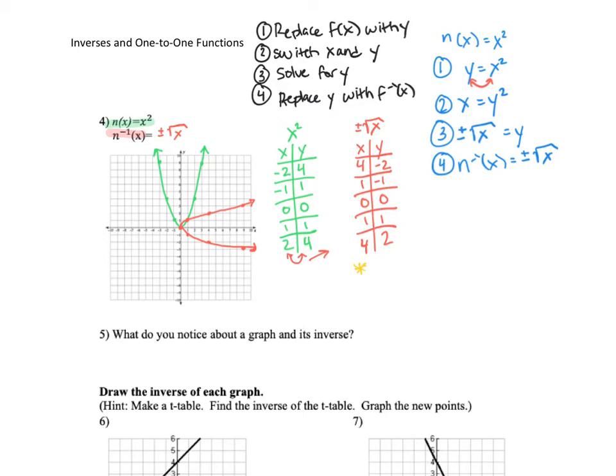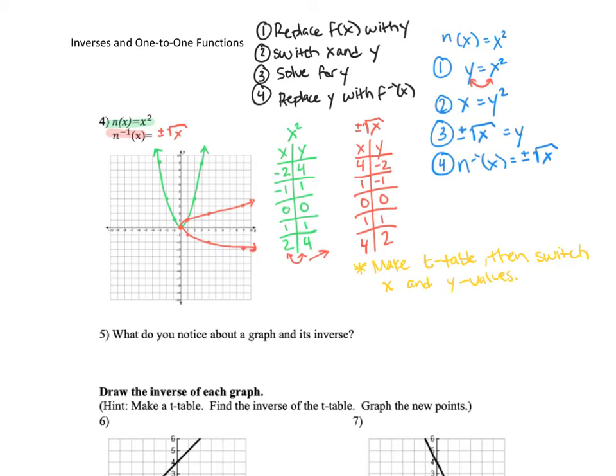So again, just a reminder, we call these tables t-tables. So make a t-table, then switch your x and y values.